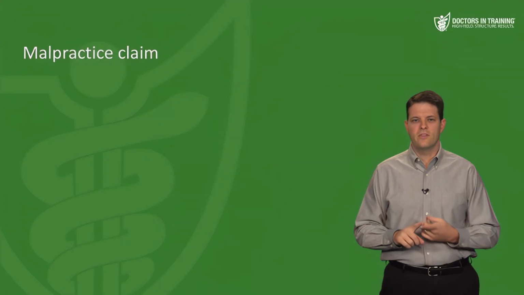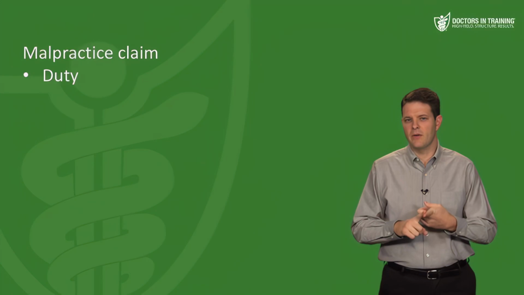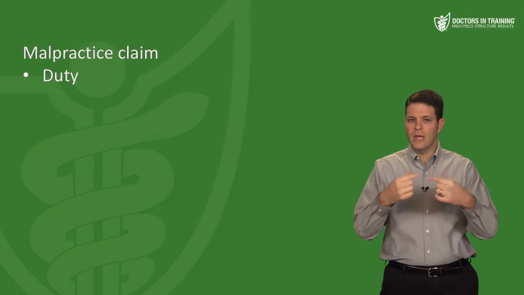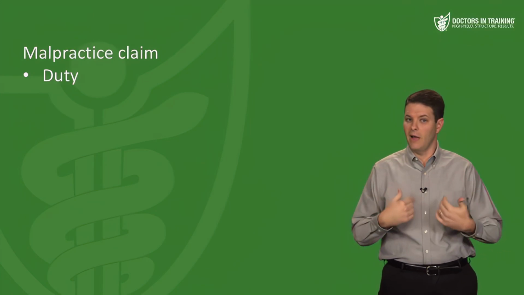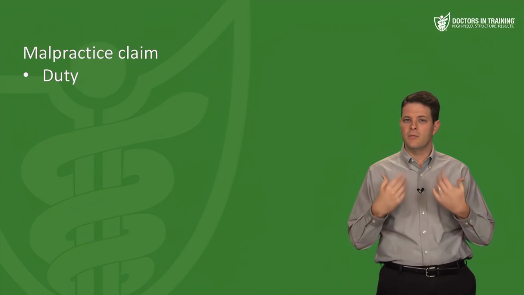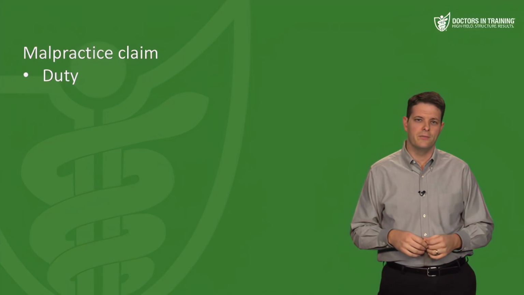Let's briefly talk about medical malpractice. There are 4 basic elements of a malpractice claim. First, the physician has to have a duty to provide medical care to the patient. You can't sue me for medical malpractice because I'm not your doctor. I have no duty to provide you with medical care as of this moment.